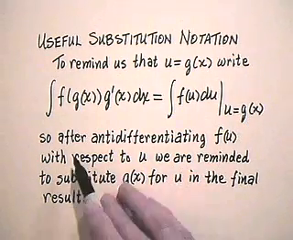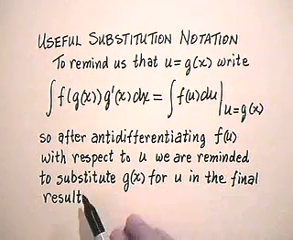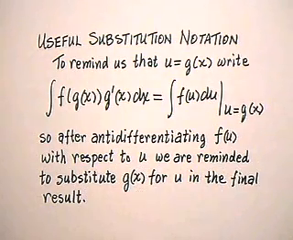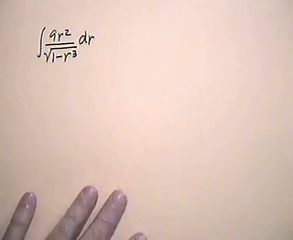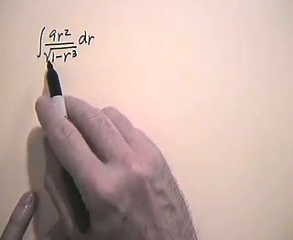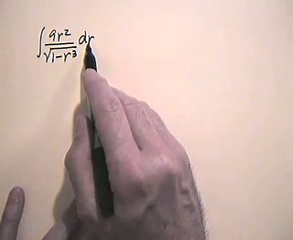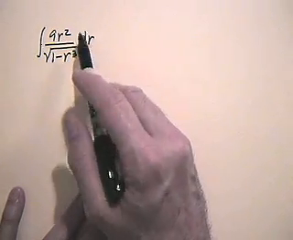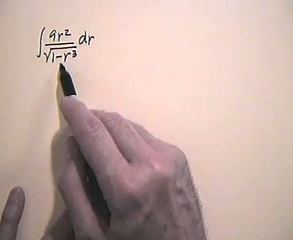So after anti-differentiating f of u with respect to u, we are reminded to substitute g of x for u in the final result. Well, let's use the substitution rule to compute some indefinite integrals. Here I want to compute the indefinite integral of the quantity 9r squared divided by the square root of the quantity 1 minus r cubed with respect to r.